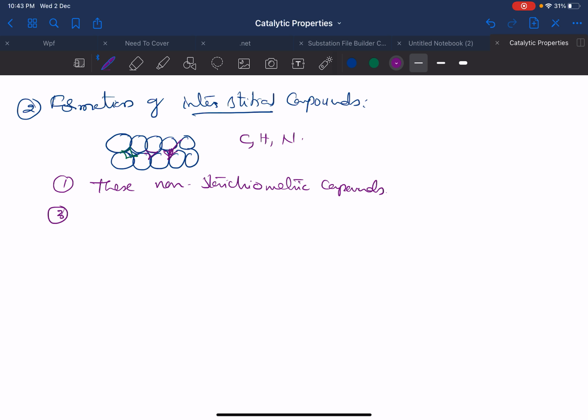And second, they are neither covalent nor ionic. That means there is no covalent bond or ionic bond between the small atoms and the transition element. So, neither covalent nor ionic.